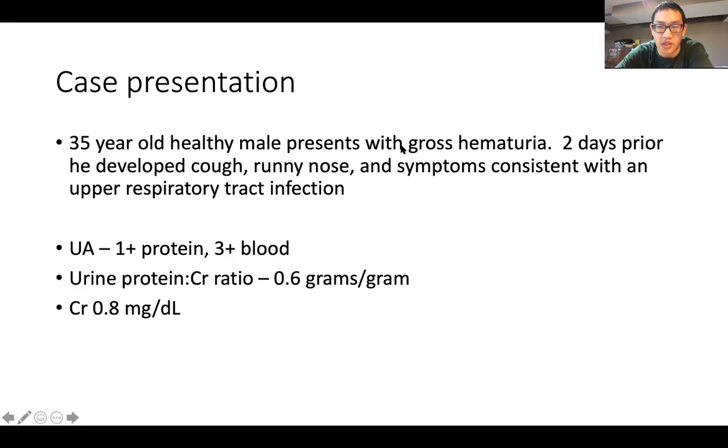The other clue is the association with a respiratory infection. Sometimes it's called synpharyngitic. It's not like post-infectious disease, where you would get the infection a few weeks before. This occurs at the same time as the infection. You have blood, minimal protein, and preserved kidney function. So at the top of your list, if you heard this presentation, you should be thinking of IgA.